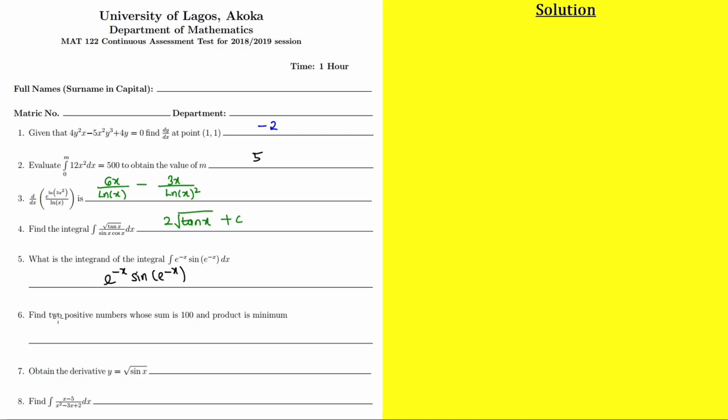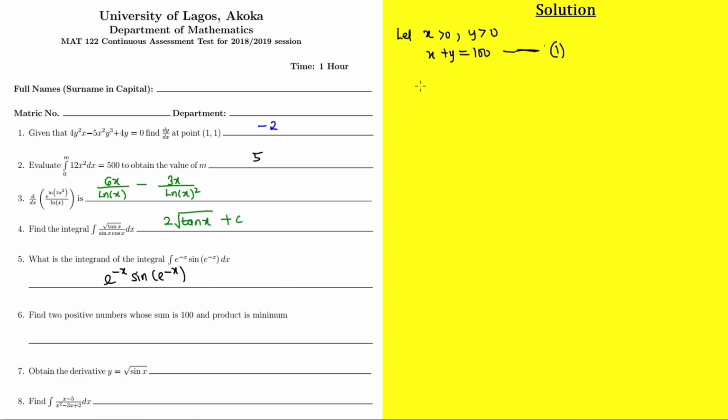In this question, that's question 6, it said find two positive numbers whose sum is 100 and product is minimum. Actually the question is wrong, it's supposed to be maximum. Now it said find two positive numbers. So let's say the first and second numbers, x and y, are positive, that is they are greater than 0, whose sum is 100. Here we are given that their sum is 100. Let's say this is our equation 1.